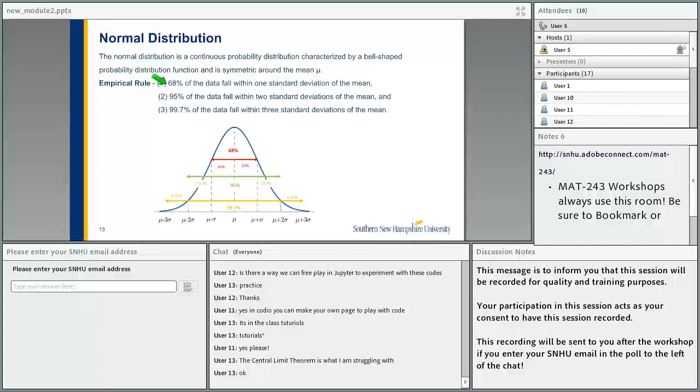What the empirical rule is saying is that 68% of the data will fall within one standard deviation of the mean, which means 68% of the data is going to fall between mu minus sigma and mu plus sigma, and that's denoted by the red line here. From the mean on either side, if I go up to one standard deviation distance, I have 68% of my data lying in this region.